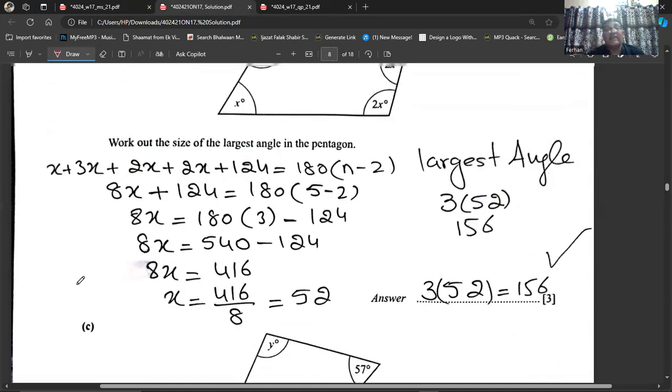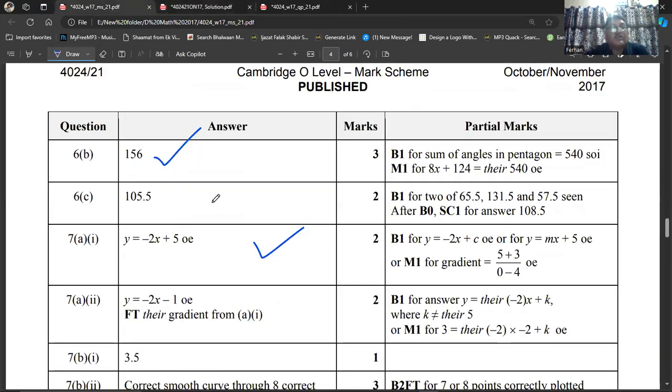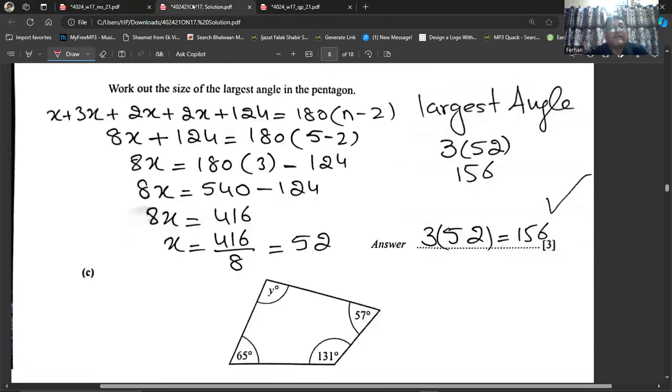So the largest angle here is 3x. So the largest angle will be 3 into 52, and that will be 156. So the largest angle is 156.